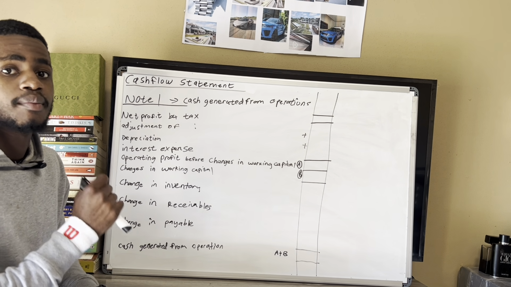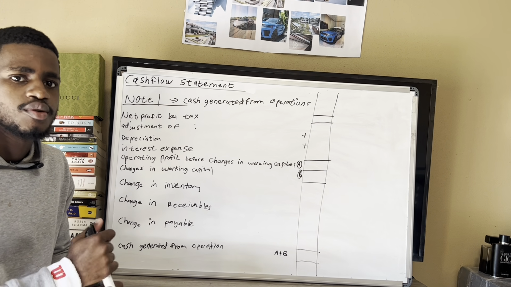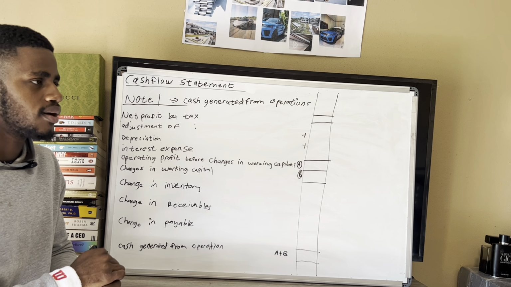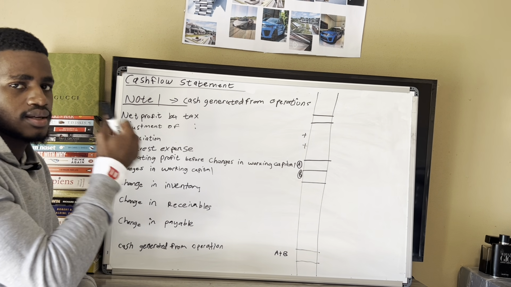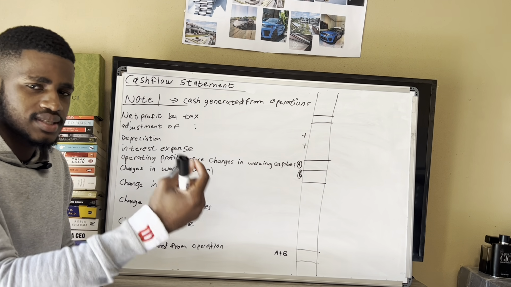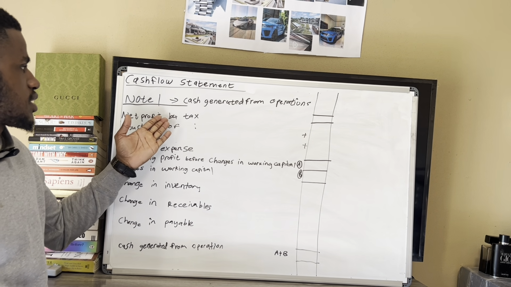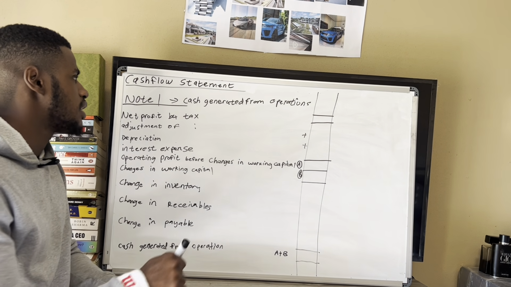Firstly, we have our net profit before tax. Like how we were doing in the income statement on the other video, you will be getting your net profit before tax. So remember the formula, the 100%, the 30%, the 70%. Or maybe you will just be given the net profit before tax in most cases.